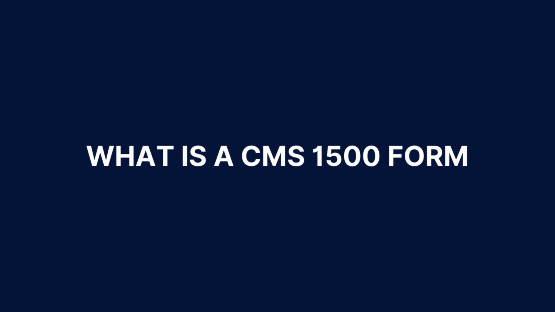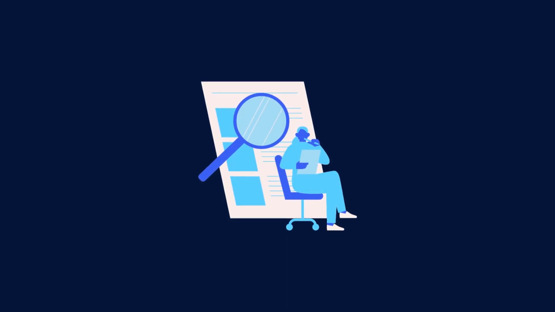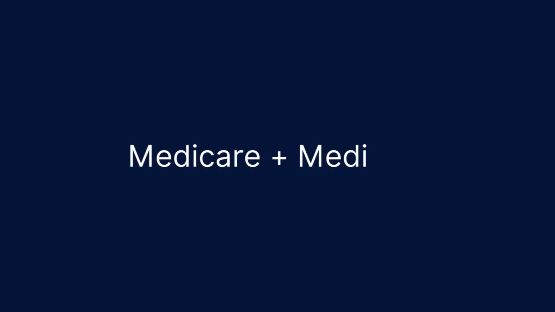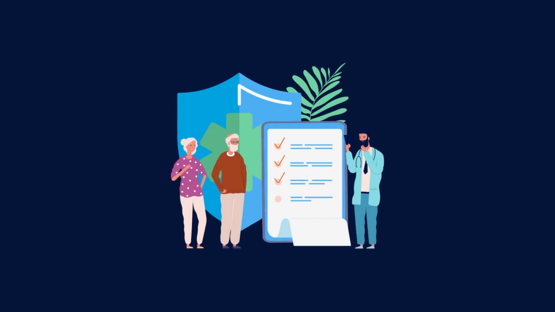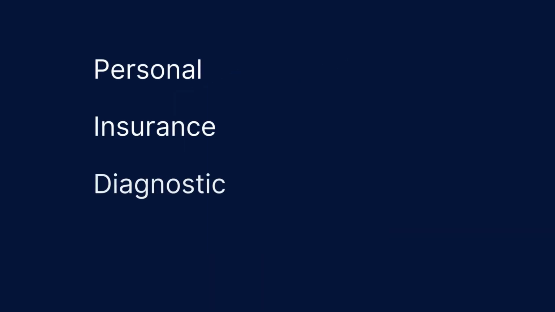What is a CMS 1500 or 1500 form? The CMS form is a crucial document extensively used in healthcare, particularly by non-institutional healthcare providers. This form is the standard billing form utilised to claim Medicare and Medicaid. It allows healthcare providers to seek reimbursement for medical services, with this form capturing all necessary information for a medical claim. The form contains various fields for patient details, including personal, insurance, diagnostic, and treatment information.